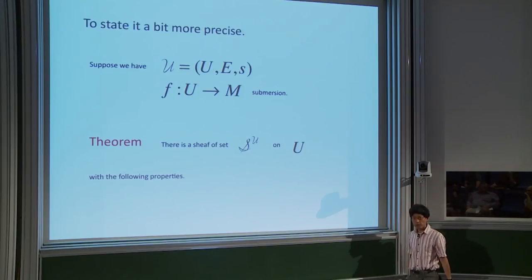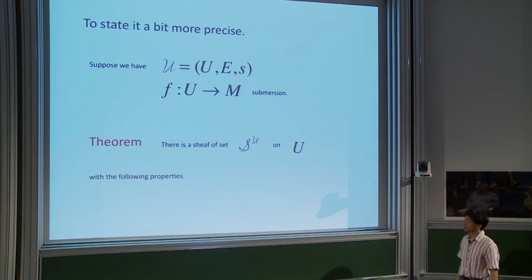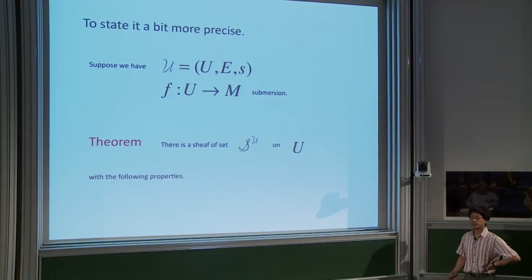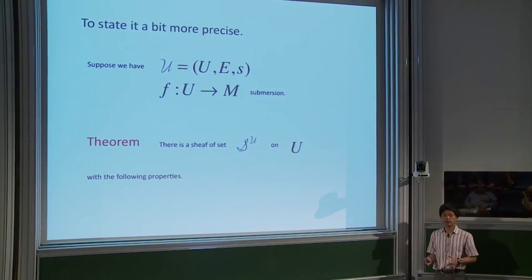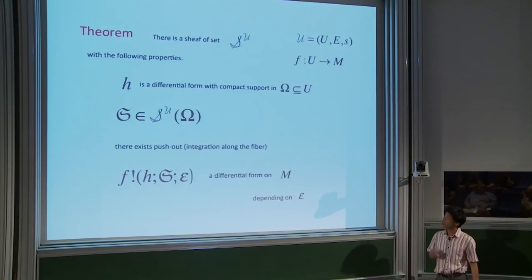M is a manifold, and this map you assume to be submersions. So that's the situation you work with. Then the theorem is: you have a sheaf on U, which you can associate to these things, a sheaf of sets, and it has the following properties. I want to explain which properties this sheaf has. It is a sheaf which parameterizes the way you perturb your moduli space. So you have some sheaf which parameterizes the perturbations.